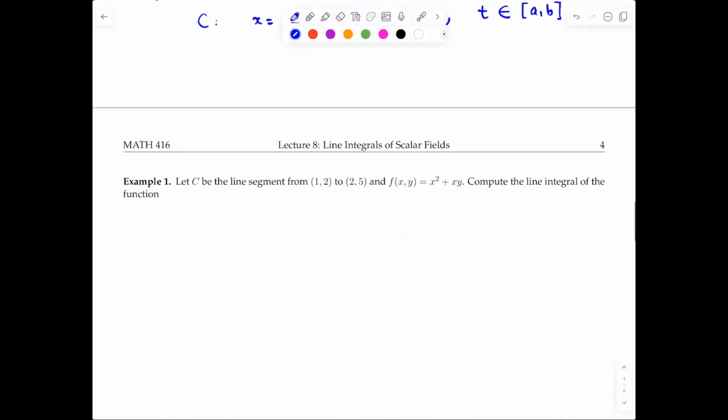Example. Okay. All right, so let's see the line segment from one point to another point, and f of x comma y is x squared plus xy. Compute the line integral of the function. So give me 1 second here.